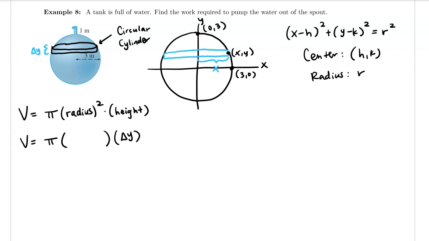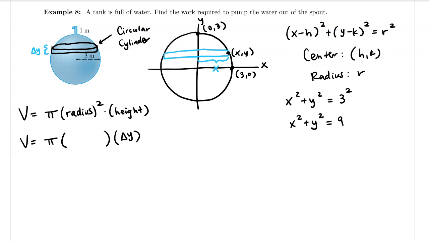In the last example, we set up our graph so that the bottom of our tank was at the origin. Here, the center of my tank is at the origin. And again, that was very intentional because now I have x squared plus y squared is equal to the radius of the tank, which is 3, squared. So finally, the equation of my circle is x squared plus y squared is equal to 9.